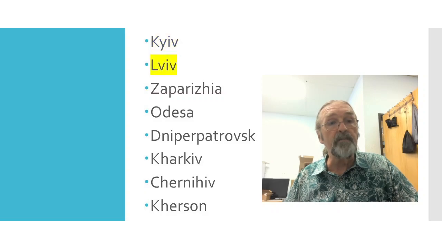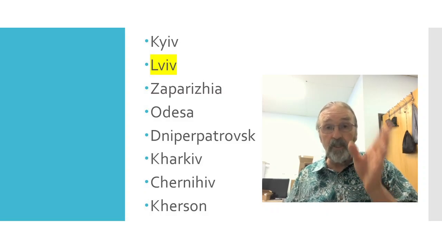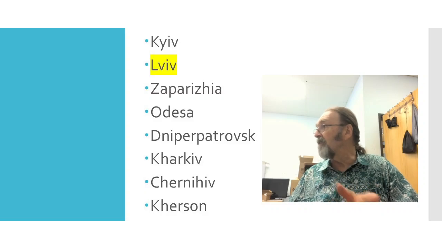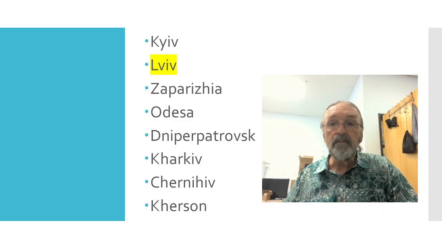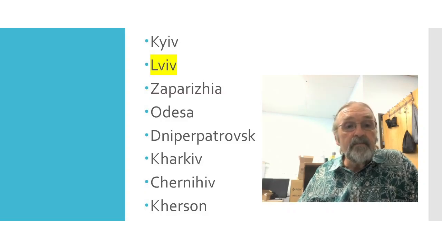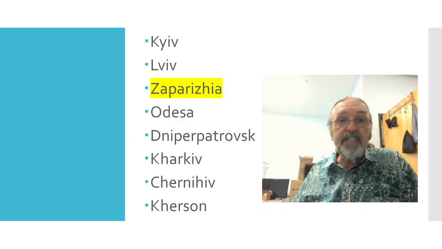Lviv. Now excuse me, I bumped the wrong button. Lviv, in Ukrainian, there's an apostrophe, so there's kind of a pause. So Kiev, Lviv, and now here's an example of that Z sound, Zaporizhzhia.